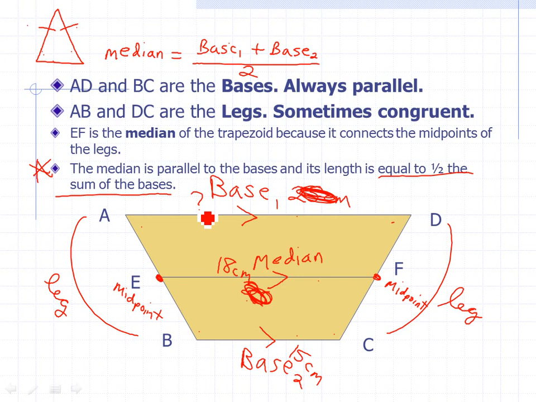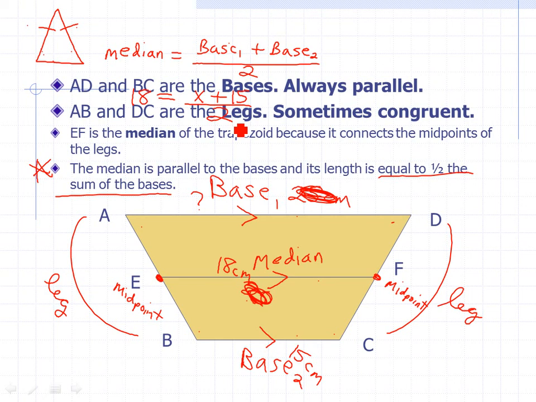What's the median? 18. 18 equals, what's base 1? X plus what? 15, divided by 2. Times both sides by 2, then do what? Minus 15. Now, if you do a couple of these, instead of doing that every time, you might find it easier to take the median, multiply it by 2, and then just subtract off the other base, and whatever's left is the base that you're missing. What is it?